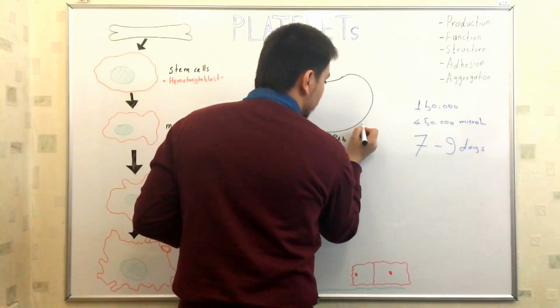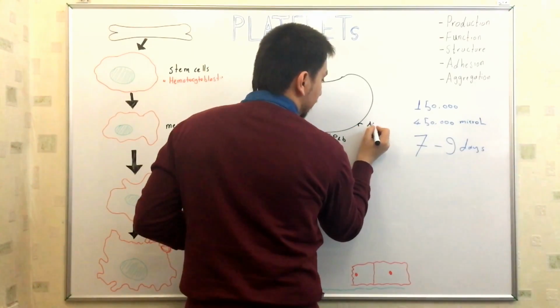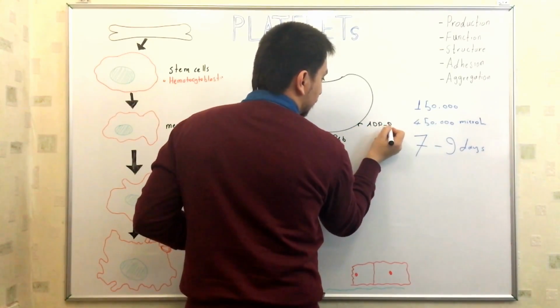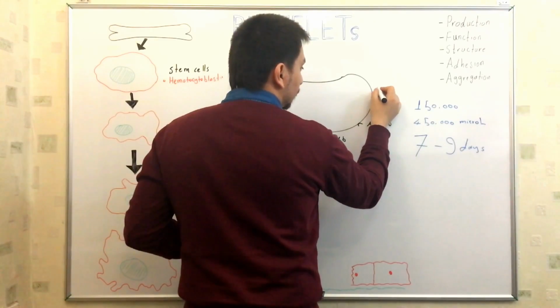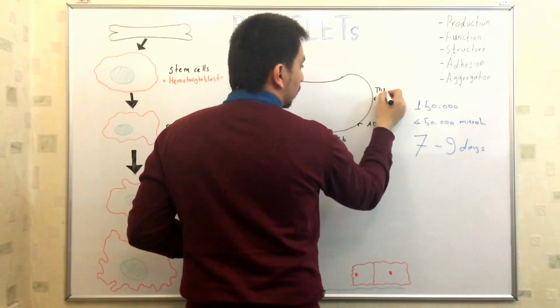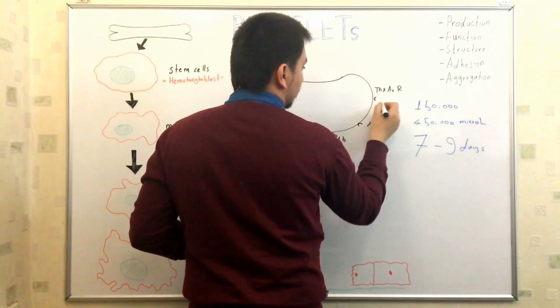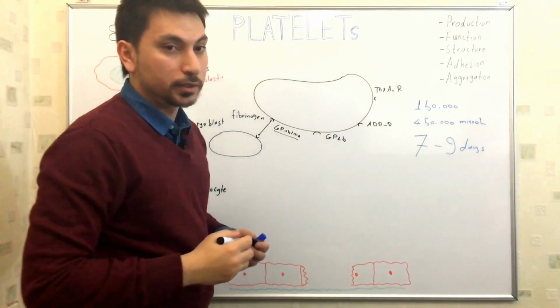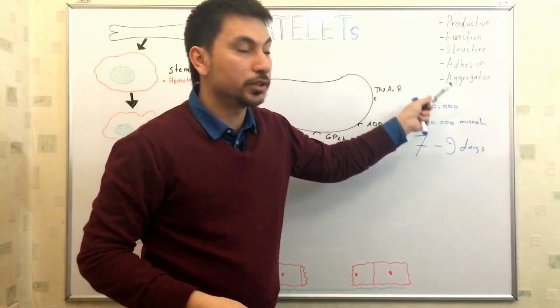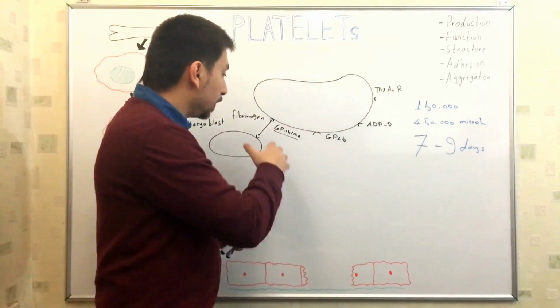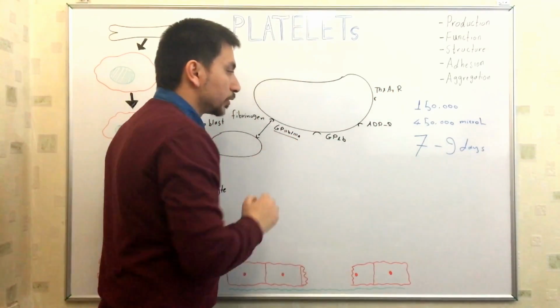Another receptor on the surface of platelets is the ADP receptor. Another one is the thromboxane A2 receptor. I will talk about these receptors in detail when I talk about adhesion and aggregation. So these are the receptors on the surface of platelets.